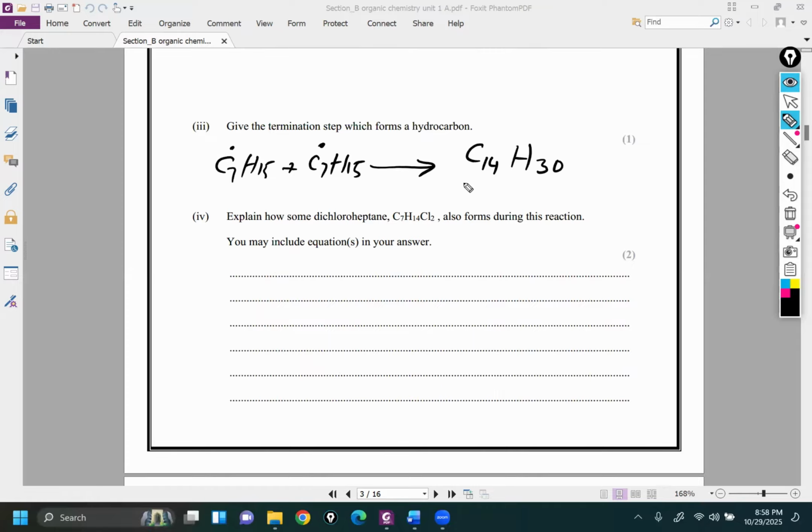Part 4, explain how some dichloroheptane also forms during this reaction.